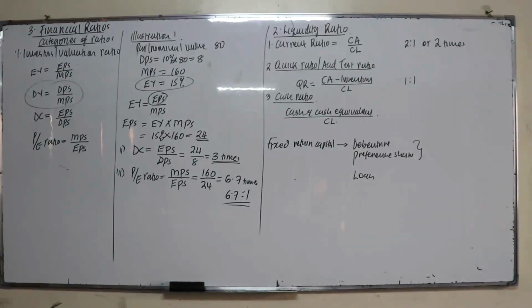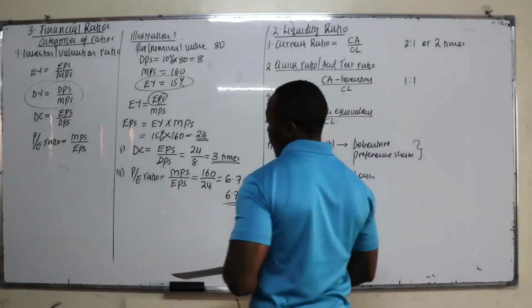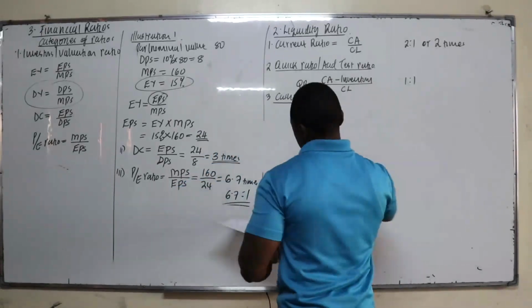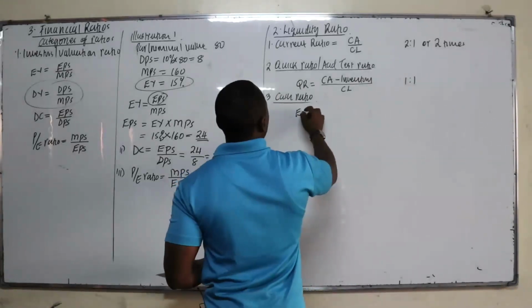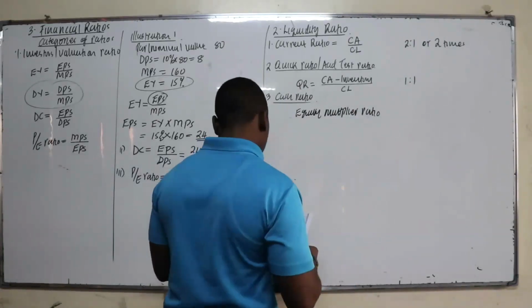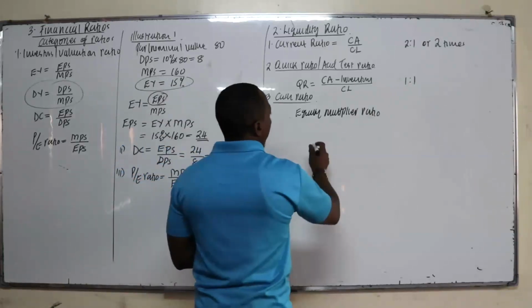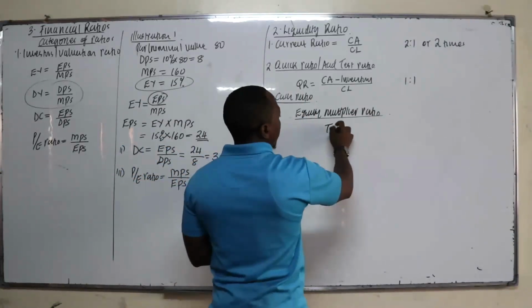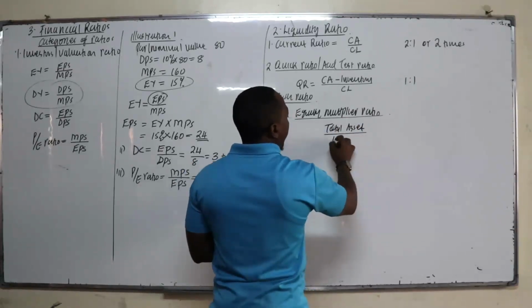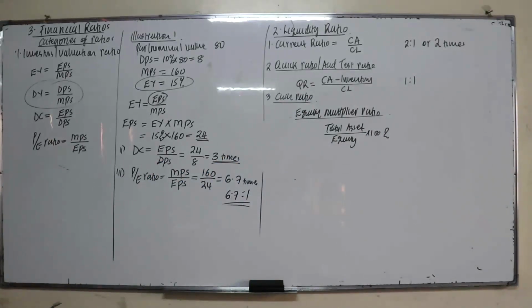Then we have the interest cover ratio or times interest ratio. Then number E, we have the equity multiplier ratio. The equity multiplier ratio shows the relationship existing between the assets and the equity. How do you determine that? I want you to write that formula; it's not in your notes. We are looking at number E, the equity multiplier ratio. So how do we get this? You take the total assets, you divide by the equity, and you multiply by 100%. That's how you get the equity ratio.